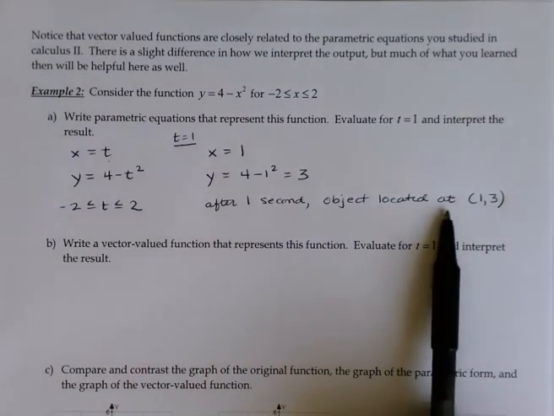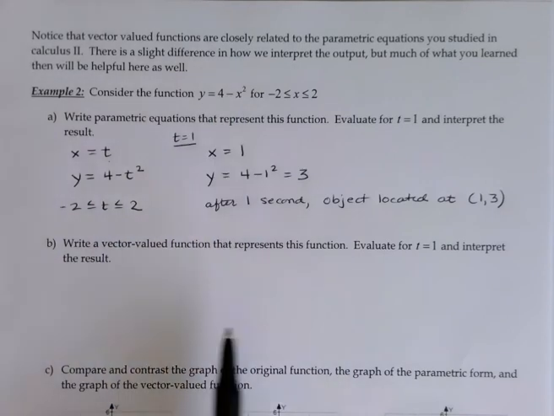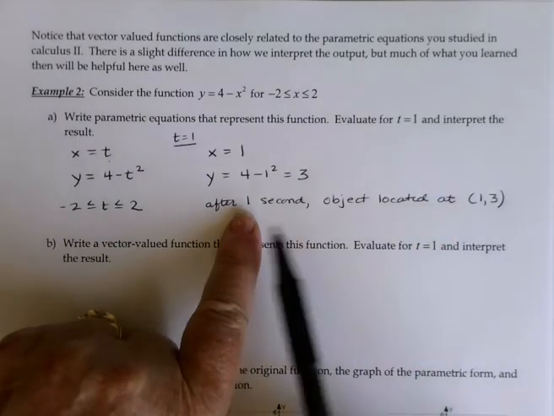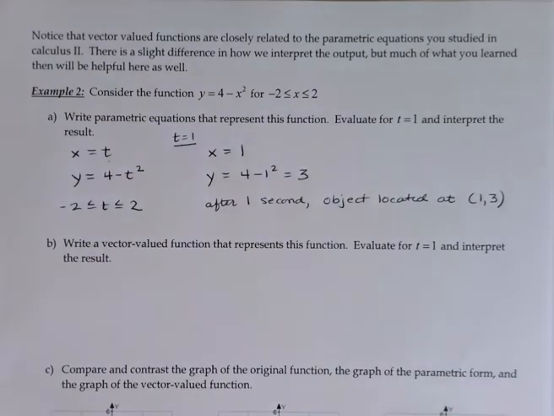Again, the difference between the parametric form and just the standard function form is that the t value is kind of part of the answer. We interpret it as a time rather than simply an x and a y. All right, let's do the same exact function now in our new vector-valued form.